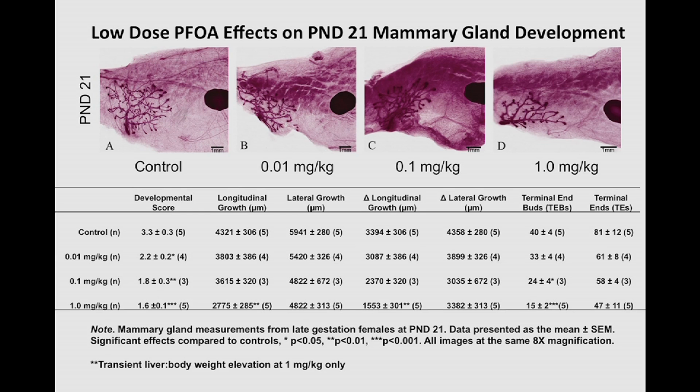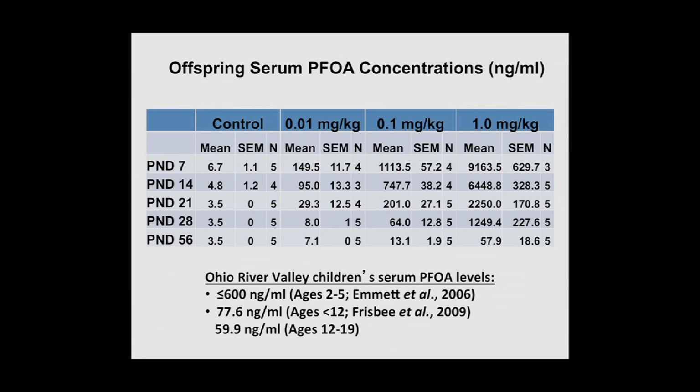So we found significant effects of PFOA based on all the developmental patterns that we saw. We could also quantitate several of the endpoints, and you can see here anything with an asterisk on it was significantly inhibited by PFOA. But at 0.01 milligrams per kilogram, which correlates to some very important numbers, if you look in the red boxes, by the time we've weaned these animals, their body burdens, what they have inside them, is similar to what, or actually lower than what, children in the Ohio River Valley had in their blood.